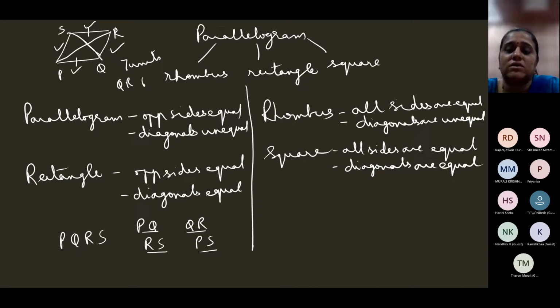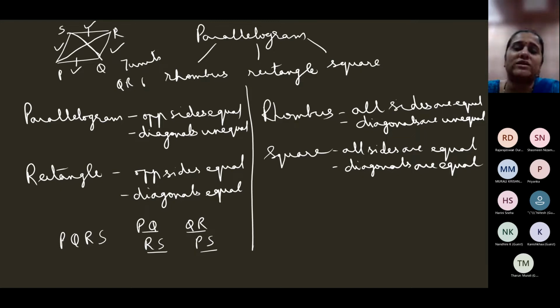So a rhombus is a parallelogram in which all the sides are equal. A square is also a parallelogram in which all the sides are equal. Then what is the difference between a rhombus and a square? In a rhombus, diagonals are unequal. In a square, diagonals are equal. That is the difference between a rhombus and a square.